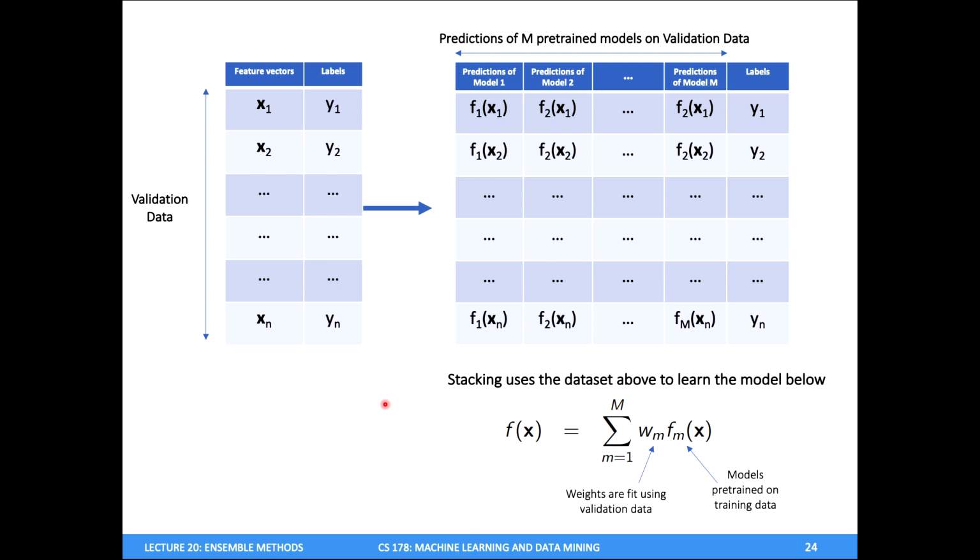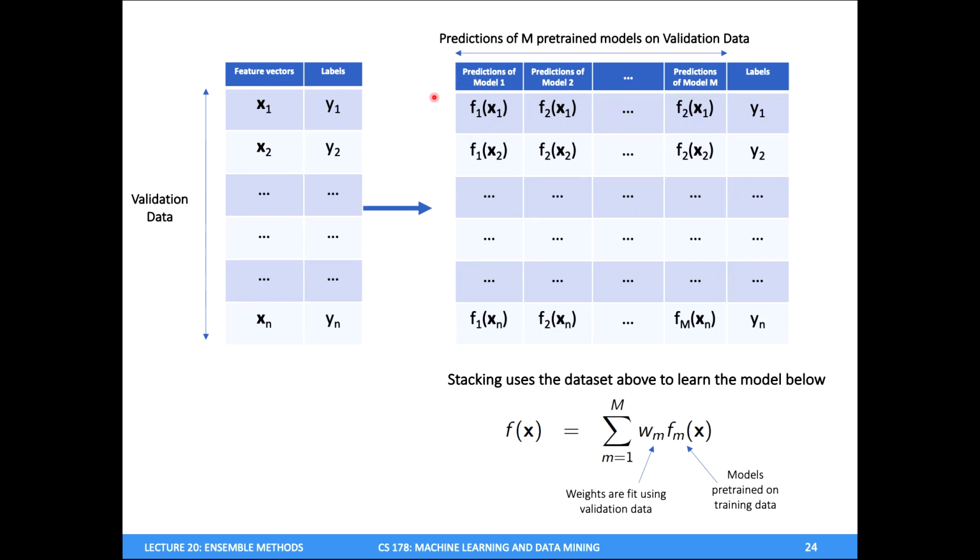Okay, let's see an example of what this stacking procedure looks like. So I've got some validation data consisting of feature vectors and their corresponding labels. And again, this is data that these original models are not trained on. And what I do is I take these validation feature vectors and pass them through every one of my M pre-trained models. So now I get a prediction for every single one of my classifiers on every single one of my validation data points. This is a typo. This should be F sub capital M in the final column.